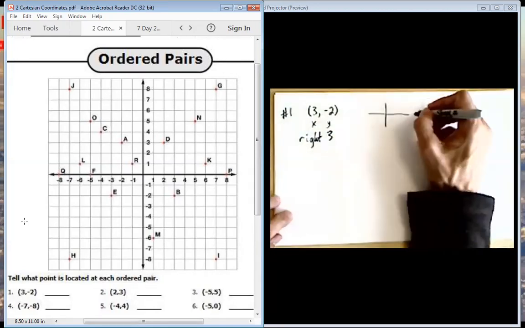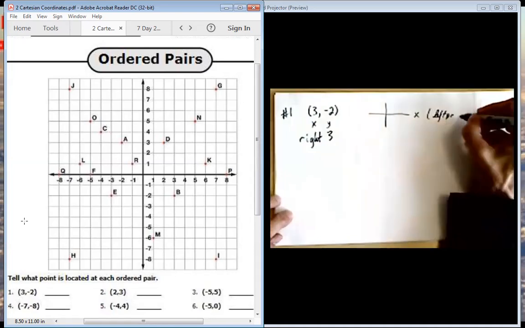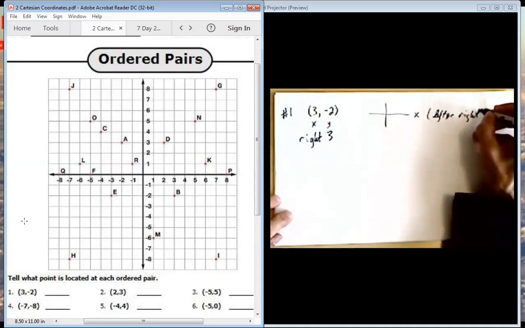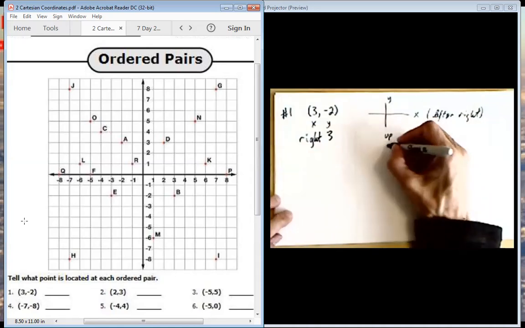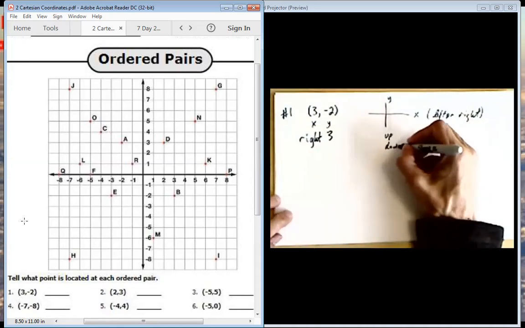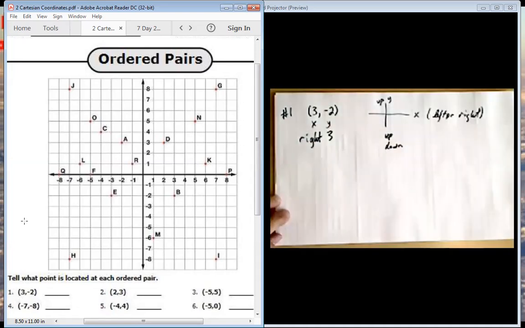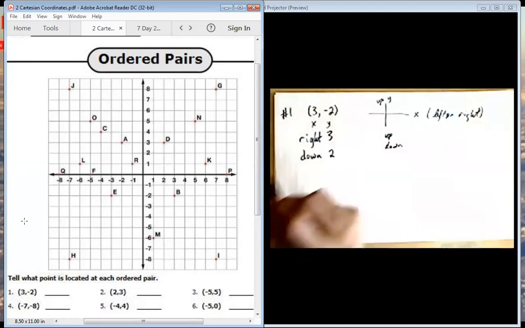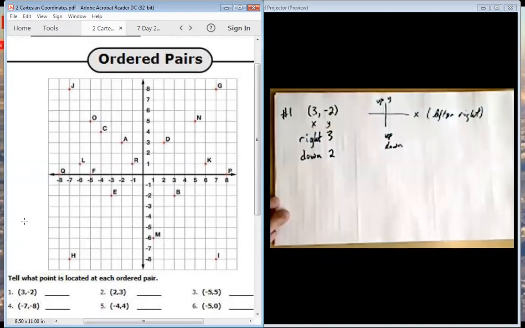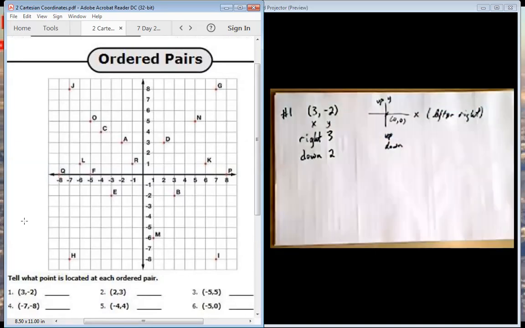So watch, the x is along this way, so the x is going to be left or right. And the y is that way. So the y is going to be up or down, right? We'll put up there and down at the bottom, right? So because it's a minus, it says down. Down by 2. From where? From the origin. From 0, 0 there.